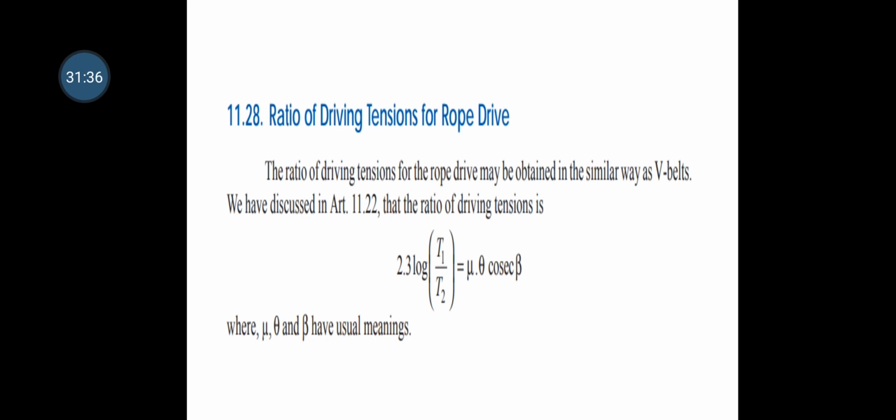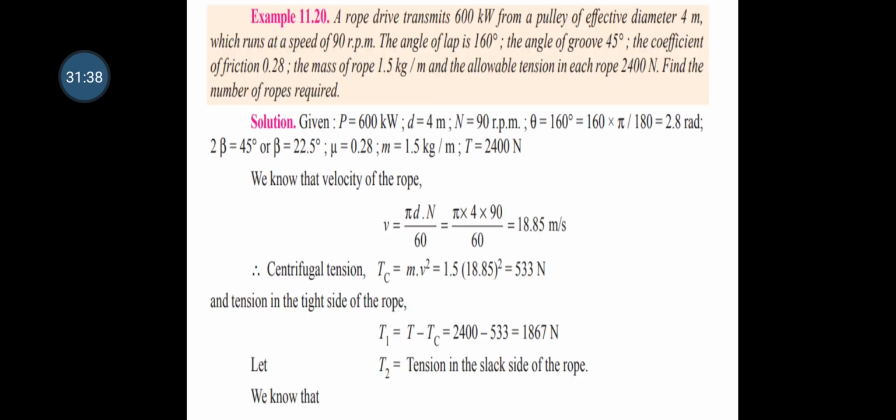Move on to the problems in rope drives. A rope drive transmits 600 kilowatt from a pulley of effective diameter 4 meter, which runs at a speed of 90 rpm. The angle of lap is 160 degree. The angle of groove is 45 degree. The coefficient of friction is 0.28. The mass of rope is 1.5 kg per meter, and the allowable tension in each rope is 2400 Newton. Find the number of ropes required.